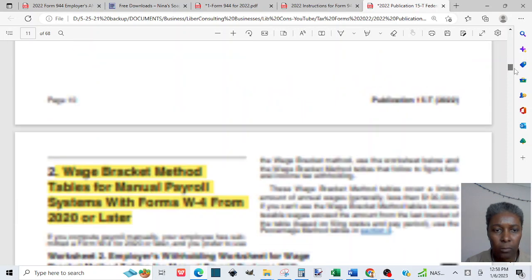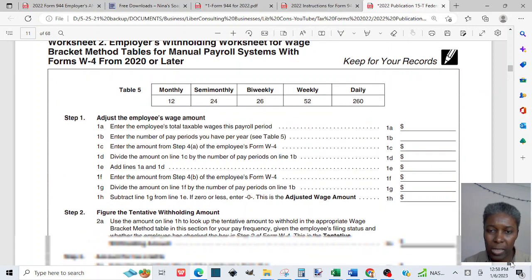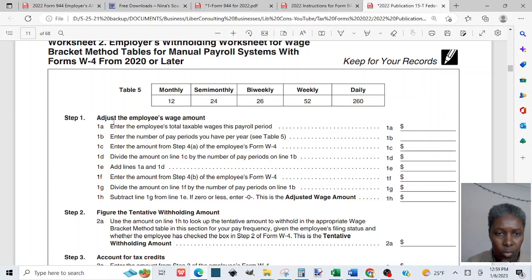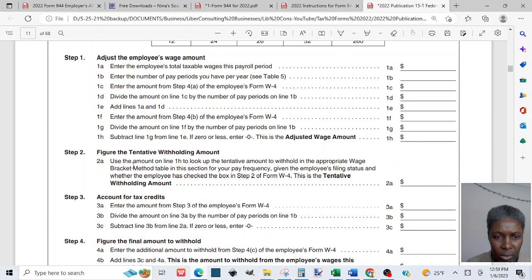I went a little bit too far. And we have a spreadsheet that tries to copy this model. So you have to select how you are paying yourself here, and you have the wages based on how often you pay that amount. So I'm looking for Step 2. Use the amount online 1H to look up the tentative amount to withhold in the appropriate wages.